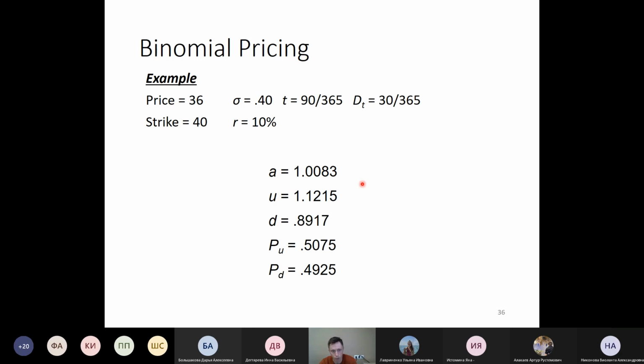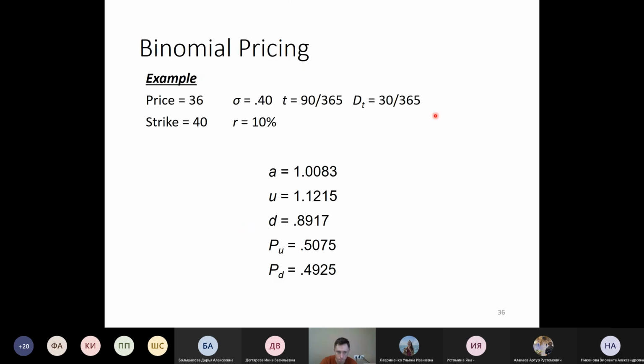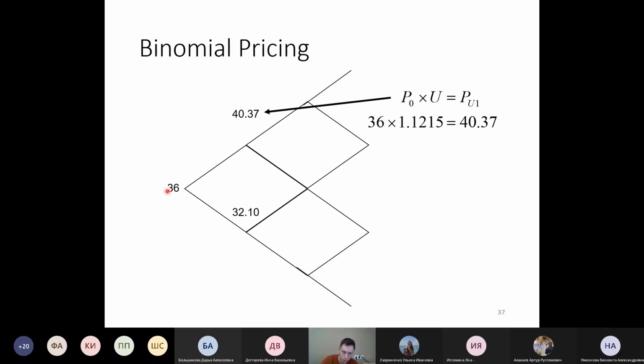And so this is the example. We have a price of the asset that we start from, the strike price, standard deviation, fraction of the year, and interest rate. Using those, we estimate all the parameters that we need, and we can build the chart. We start from the market price, and we have expectations on its potential growth or its potential decline.